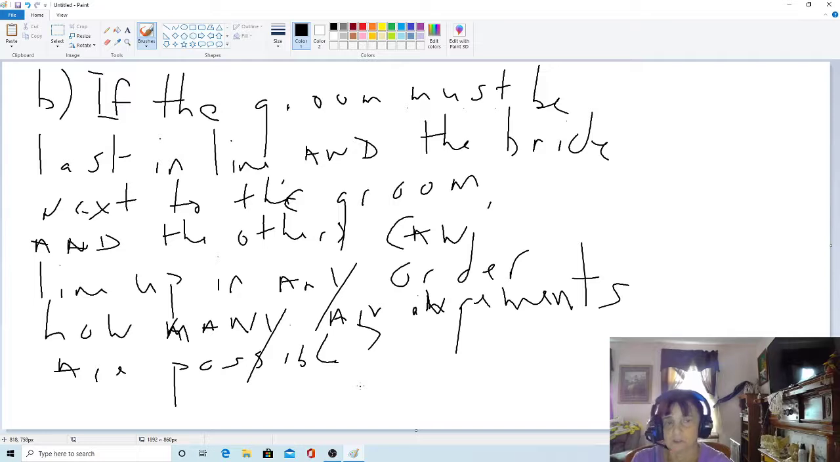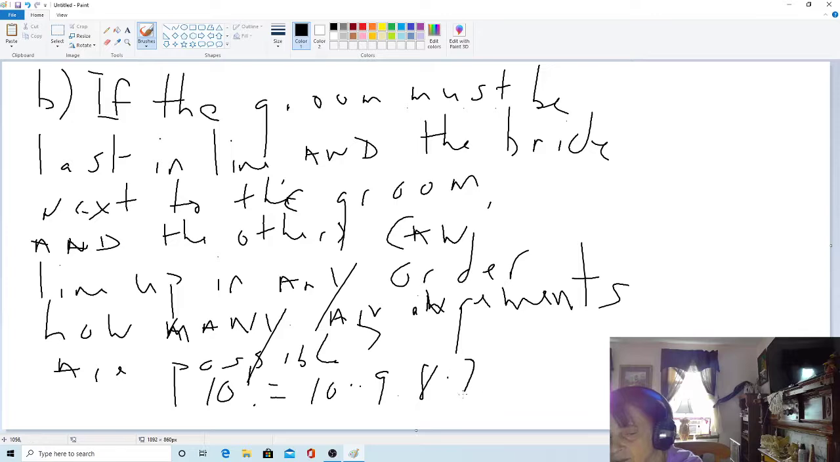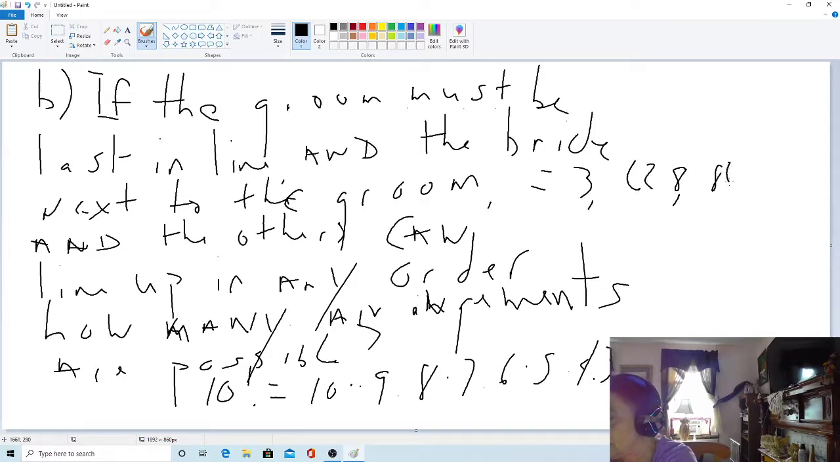Now the bride and groom are standing next to each other, so we'll just eliminate them. But the other people can arrange in any order they want to. So if you take the bride and groom out, because they're going to be standing next to each other, then the other people can arrange in any order they want to. So that's just going to be 10 people arranged in any possible way. So it'll be just 10 factorial, which is 10 times 9 times 8 times 7 times 6 times 5 times 4 times 3 times 2 times 1. And 10 factorial is 3,628,800.